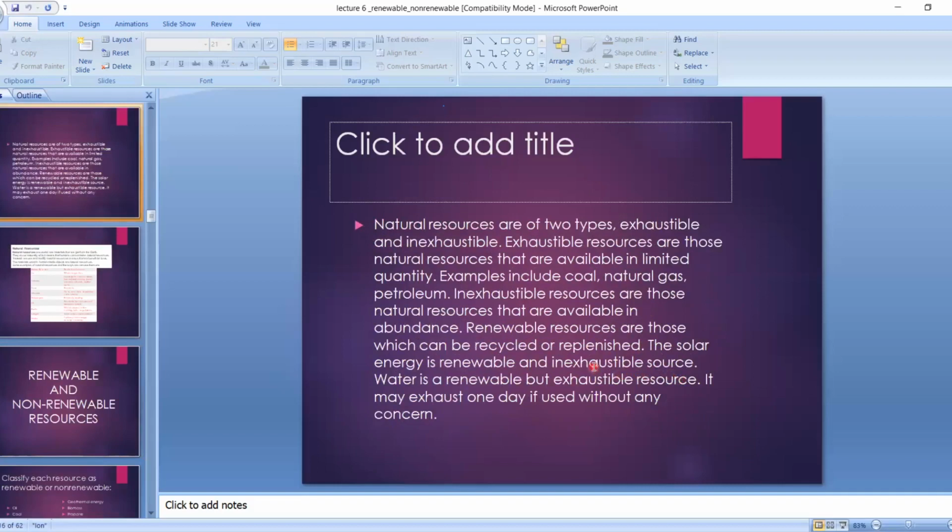So we also discuss the terms exhaustible and inexhaustible. Try to understand the link between these two, like renewable and non-renewable energies, and exhaustible and inexhaustible resources. So let's see here and try to understand the terms.